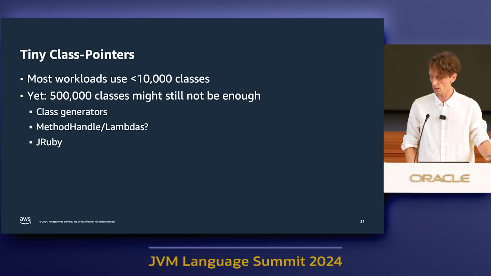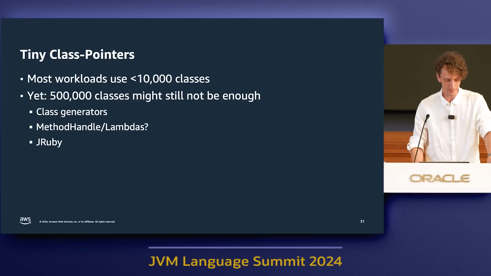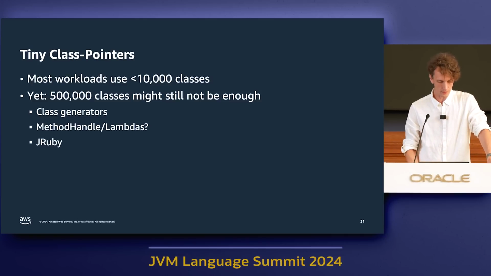There are things like class generators, which generate classes on the fly or at compile time. There are things like method handles and lambda forms that generate classes under the hood. There's JRuby, which also generates classes, basically the method handle and lambda stuff. A lot more of these things. So there are ways to generate a lot more than 500,000 classes. I've rarely seen this, but it's still a concern, so we want to address this.